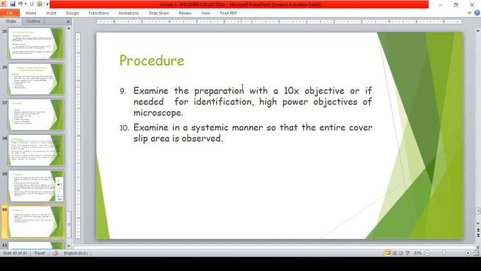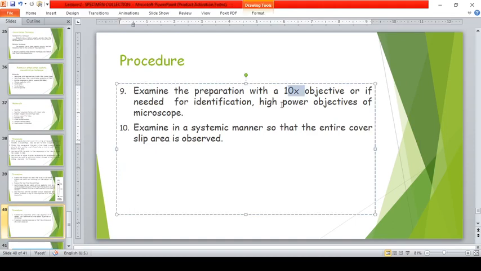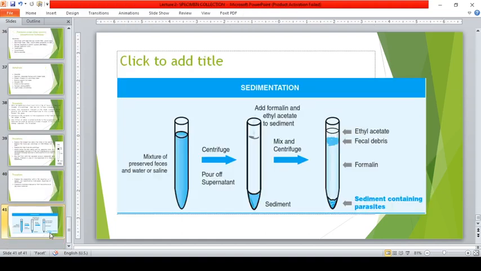Examine the preparation in 10 times objective and you shift that to HPO. Okay? If you need to identify a parasite kung meron man. Examine in a systematic manner so that the entire cover slip area is observed. Okay? So, yung pa-side or pwedeng up and down. Okay? So, again, we have here still sedimentation. So, yung mixture mo, yung centrifuge, pero ang daming kulang dito, yung mixing.